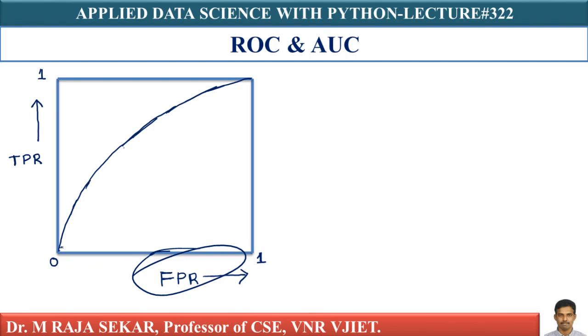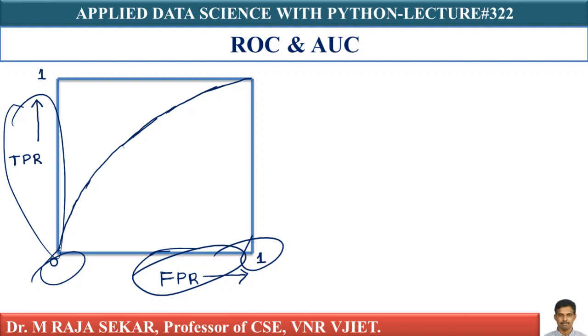Your FPR lies between 0 and 1, which we already discussed in the previous lecture. Similarly, your TPR is on the y-axis, whose value lies between 0 and 1 only. Of course, my y-axis is TPR and my x-axis is FPR. Now, I have pairs of FPR and TPR. I will plot these pairs of values, and when I connect all of them, I will get a curve.